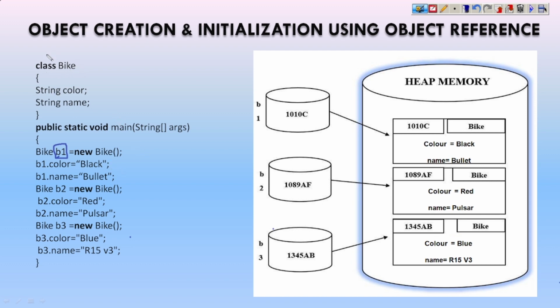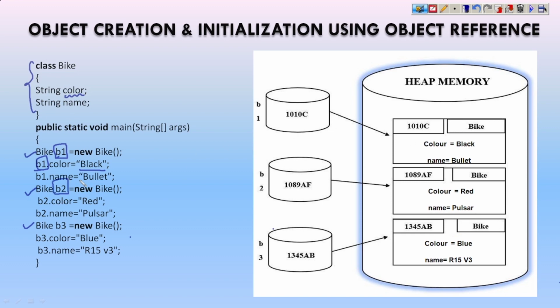If you see here, first I have written a class here, class Bike. It has two states, one is the color and one is the name. In our public static void main, I have created three bike objects. One bike object which is B1, another bike object which is B2, and the third one that is B3. For the first new bike, with the help of the object reference and by taking the property, that is B1.color equals black. So I have initialized black, and B1.name equals Bullet. So I have initialized one object reference.